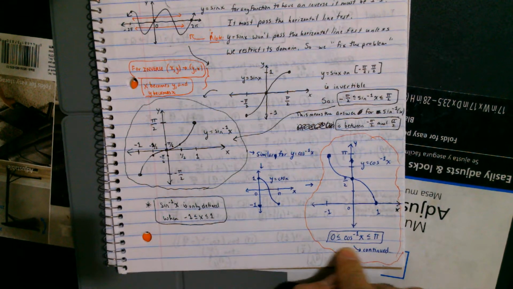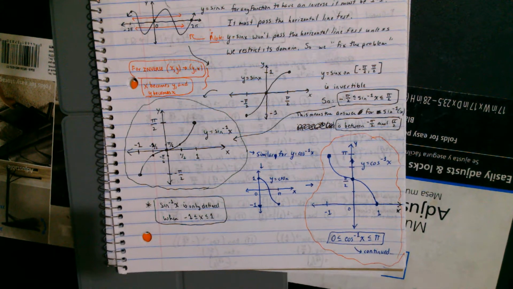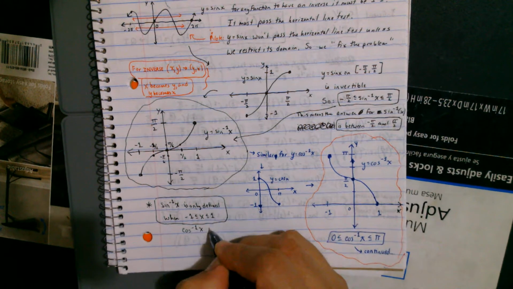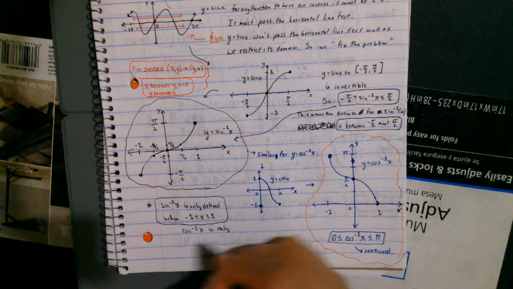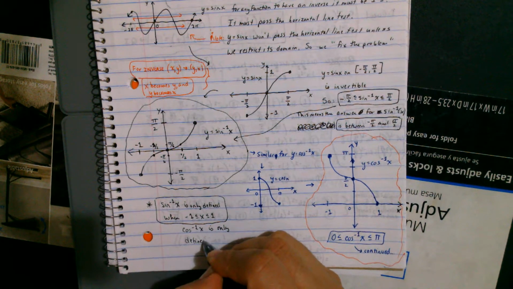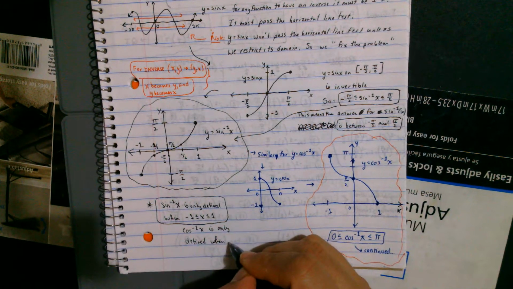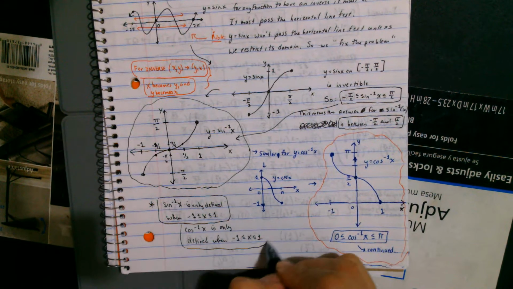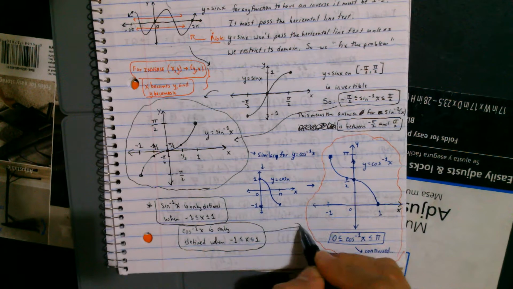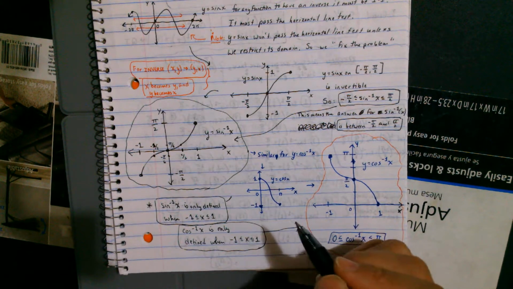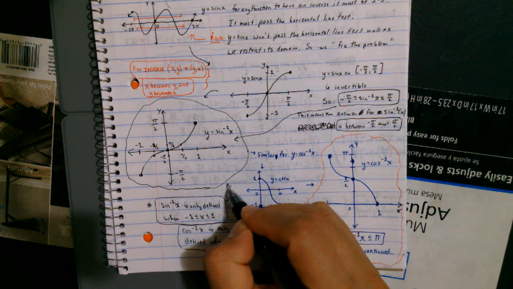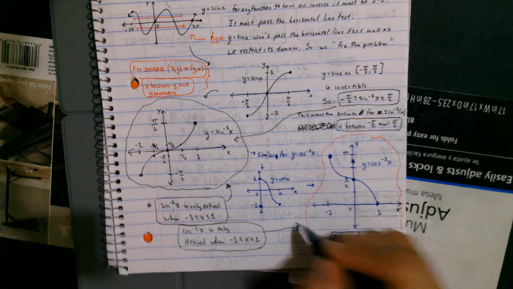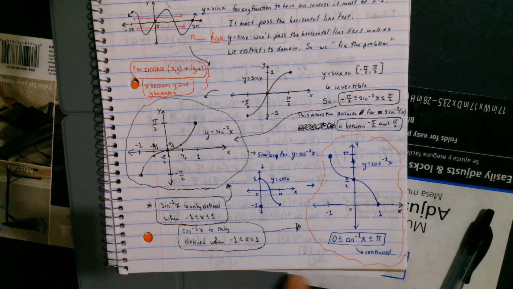So notice that the cosine inverse is also only defined when x lives between negative 1 and 1. In other words, you can't find the cosine inverse of 2. You can't find the cosine inverse of 3. You can't find the cosine inverse of negative 5. It has to be between negative 1 and 1.